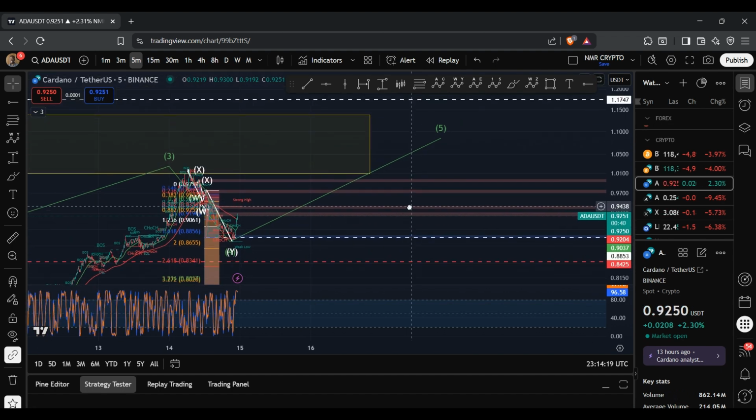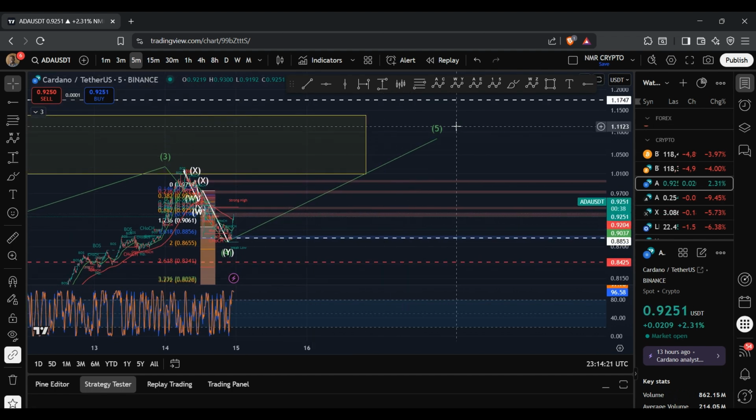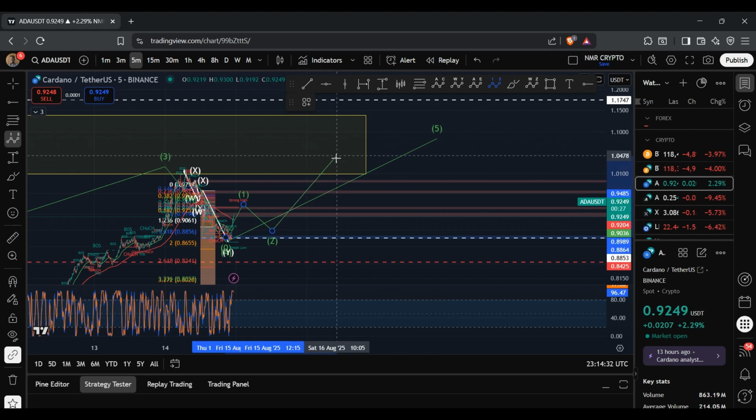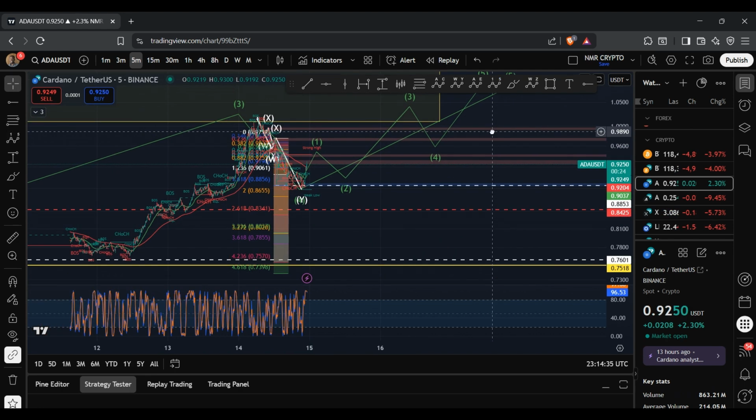If that's the case, then what we could see is a 5-wave structure form within this 5th wave, where we could go slightly higher than the initial price that we ended up hitting. So essentially, I'm looking for this to be the wave 1, 2, 3, 4, and 5.